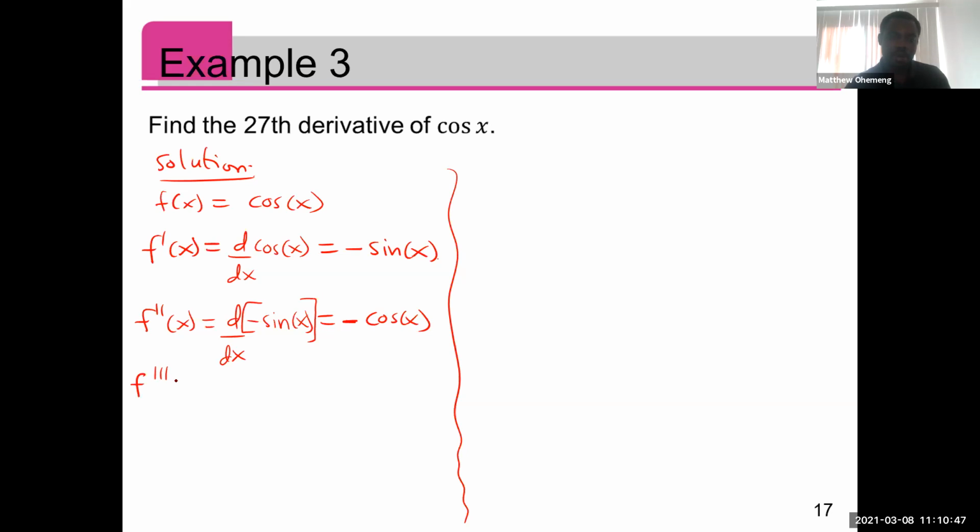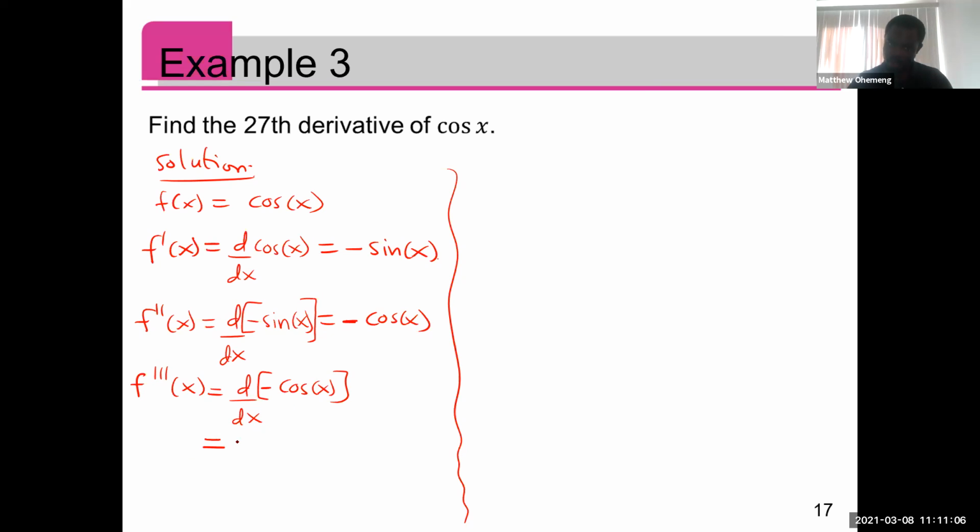Let's get f prime prime prime. That one will just be the derivative of negative cosine of x, right? So for this one, what do we get? Anybody? What's the derivative of negative cosine?